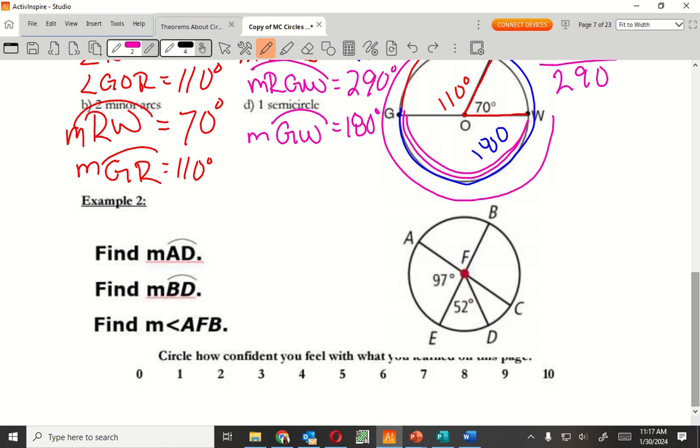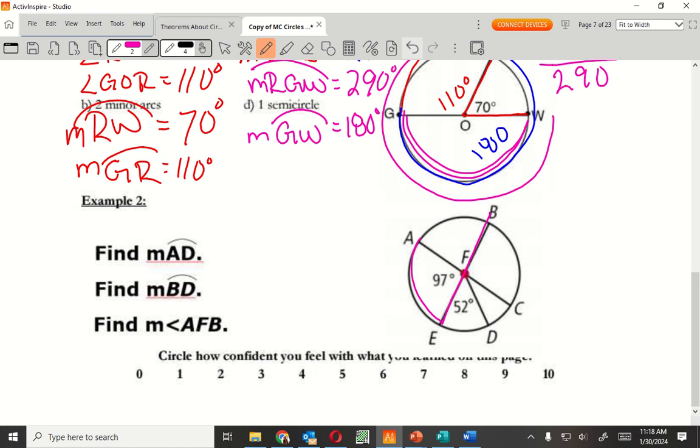Alright, so let's take a look up here now. So on this problem here, I need to identify a couple things because I need to find the missing values. From here to here is how much? That's 180, right? Okay. From here to here is also 180, isn't it? Okay, so if I know that that one right there goes all the way through, that one's 180, right? This piece is how much? 97. So the other side over here has to add up to what?